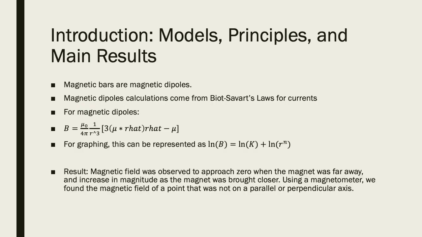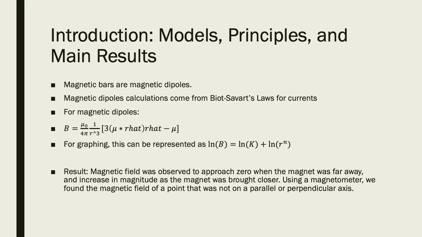One of the principles we used was that magnetic bars are magnetic dipoles. We also used the magnetic dipole calculations, which can be derived from Biot-Savart's law for currents. For the magnetic dipole, we used the equation that B is equal to mu naught over 4 pi times 1 over r cubed times 3 mu dot product with r hat times r hat minus the vector mu.